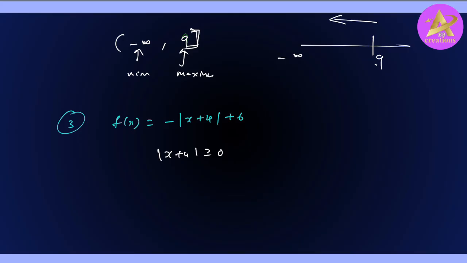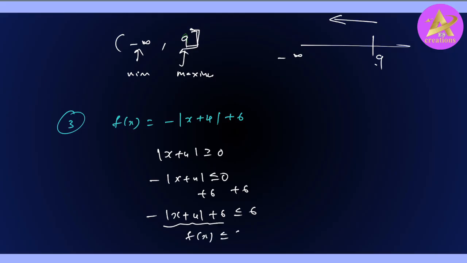And the negative sign is there, so multiply by the negative sign. The inequality changes. We have to remember two things: if you multiply by a negative sign, the inequality changes, and if you take the reciprocal of the function, that time also the inequality changes. These two things we have to remember. Now add plus 6 on both sides, we get minus mod of (x plus 4) plus 6, which is less than or equal to 6. This is nothing but f of x, which is less than or equal to 6.